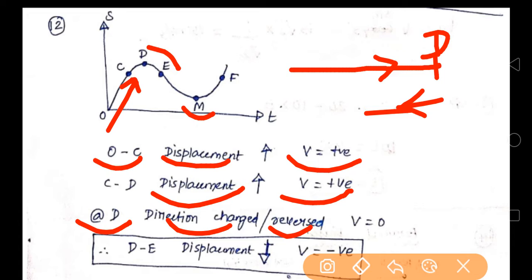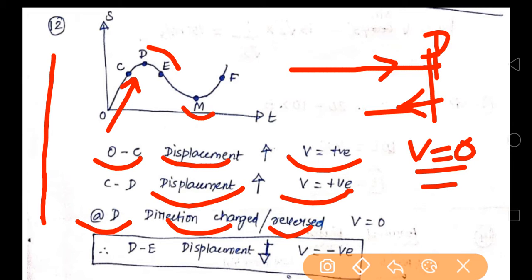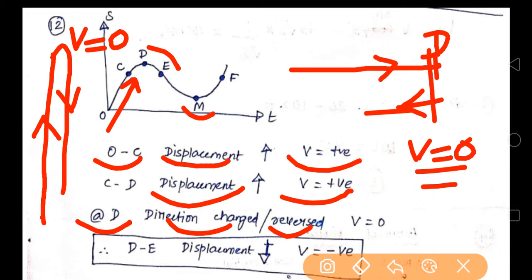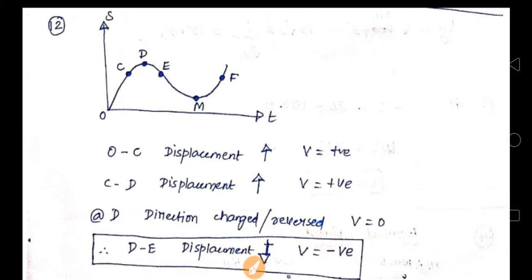So whenever direction is changed, at the point of direction change, velocity has to become zero. Assume you are throwing a stone upwards. At the topmost point, velocity has to be zero. Then only it can change its direction and come downwards. So at the point of direction change, velocity has to be zero for sure. So at point D, velocity is zero.